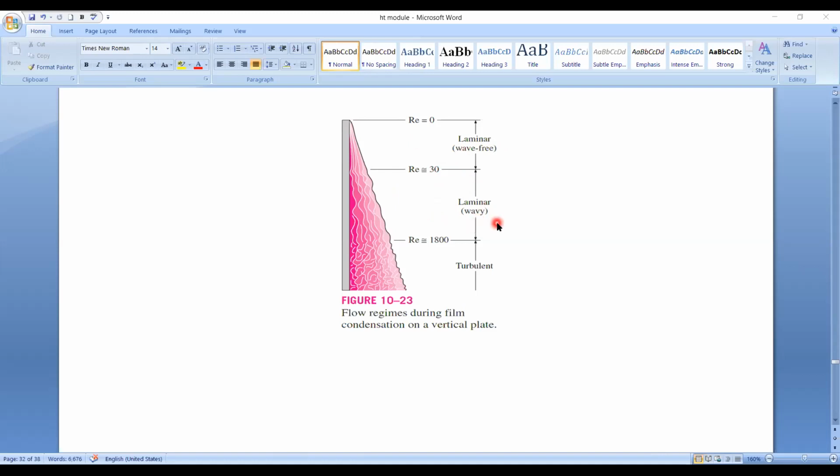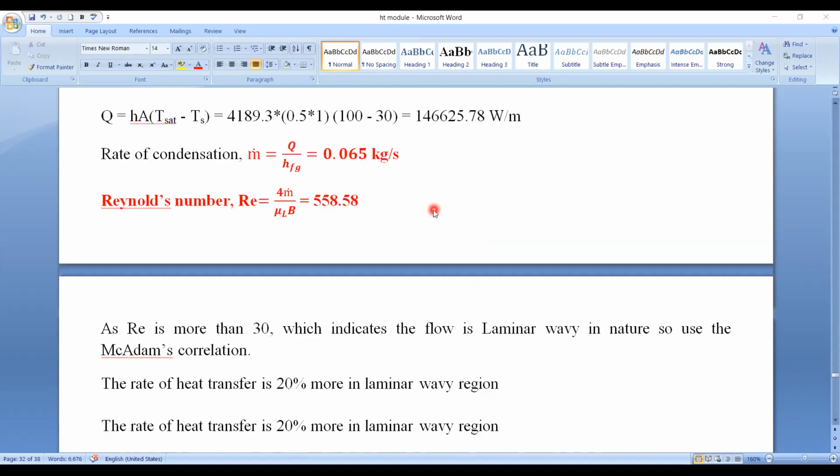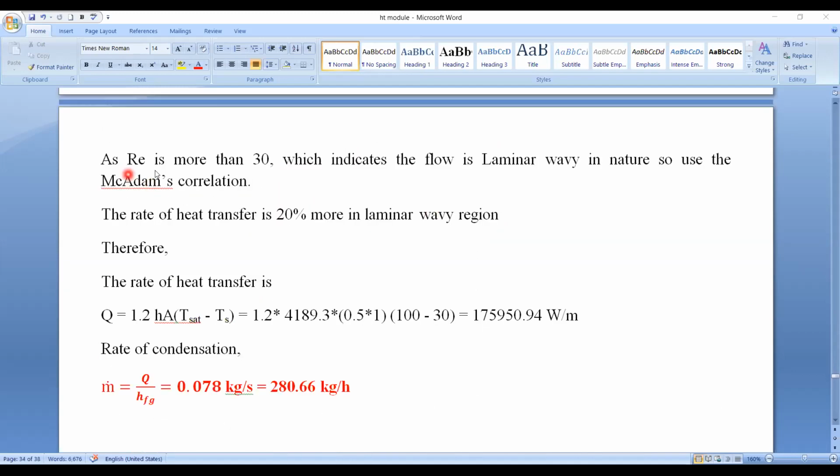So what we have to do, we have to multiply the rate of heat transfer Q with 1.2, because in this region the rate of heat transfer is 20% more. Fine. So here I have mentioned, as Reynolds number is more than 30, which indicates the flow is laminar wavy in nature. So use the McAdams correlation.